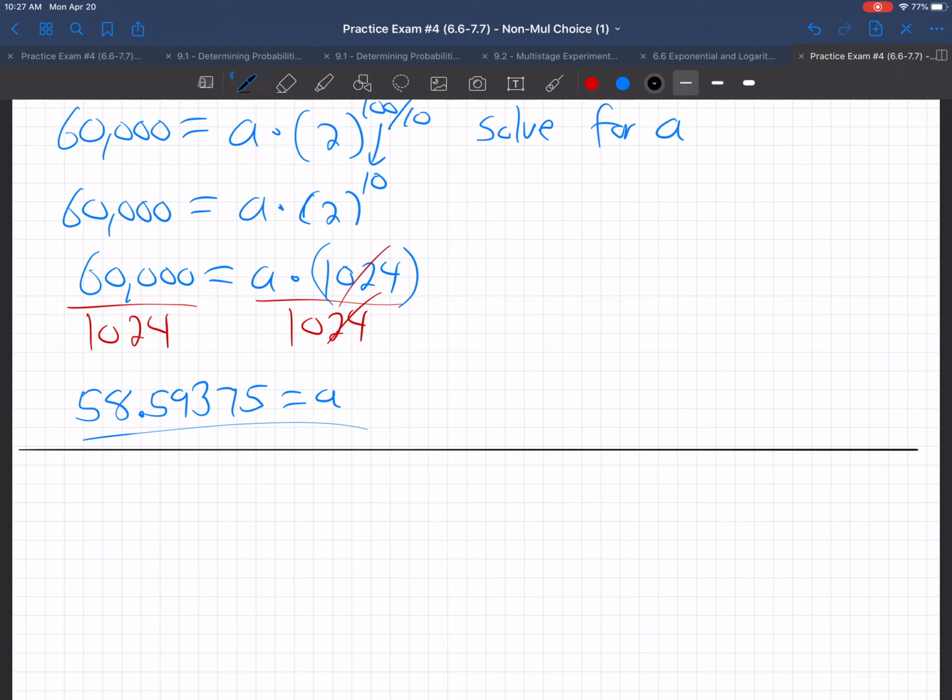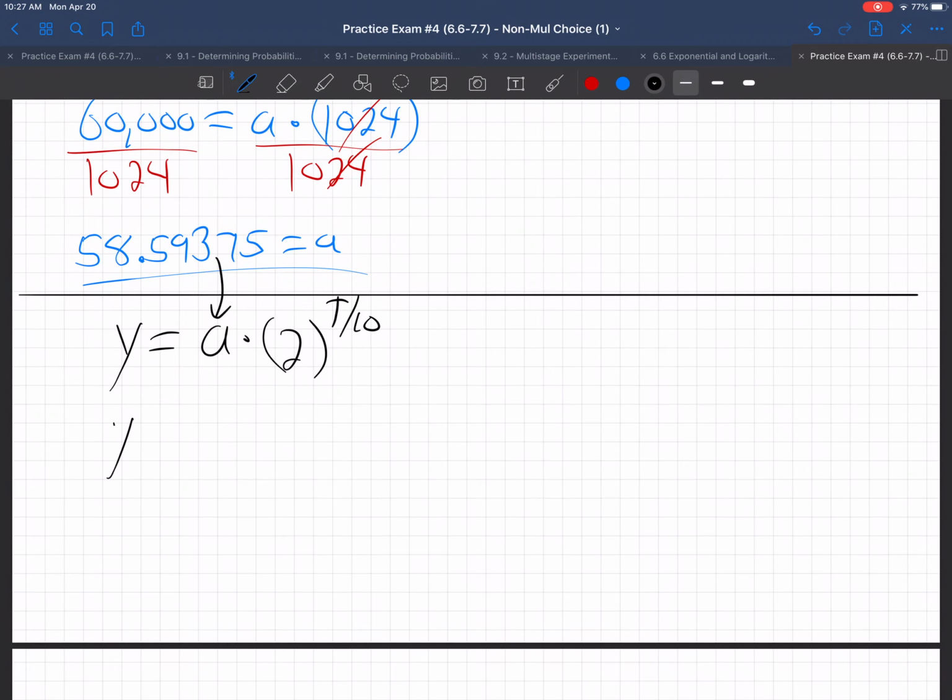Part 2 now, we can again write the formula that we've got here. y equals a times 2 to the t over 10. But now we know a. So we can say, okay, this formula is y equals 58.59375 times 2 to the t over 10.